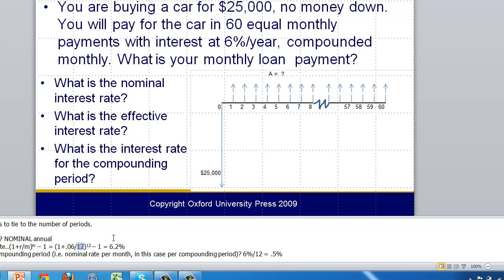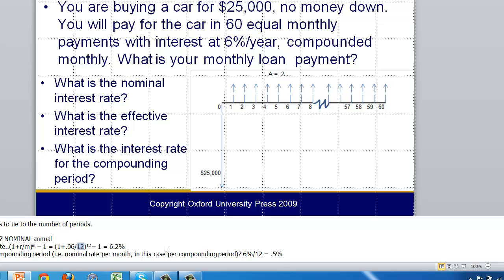The effective annual rate will always be higher than the nominal if there's any compounding taking place within the year. Okay, so then our last question here regarding interest rate: what is the interest rate for the compounding period? We know our compounding period is monthly, so what is our monthly interest rate?